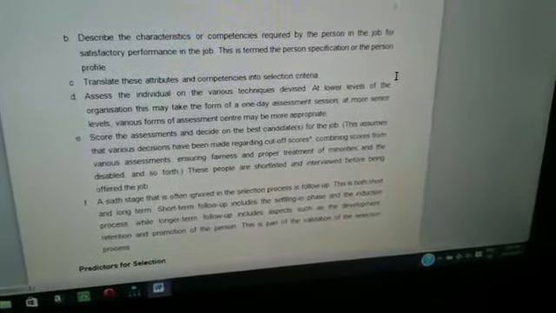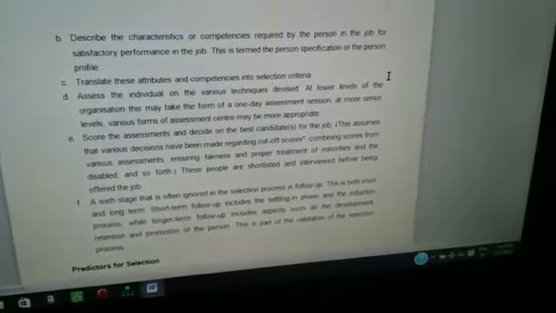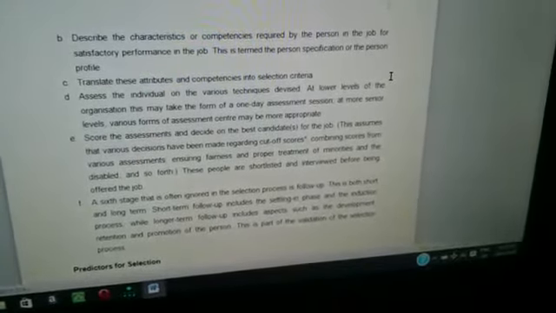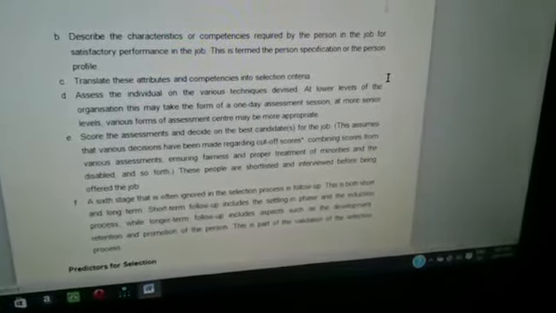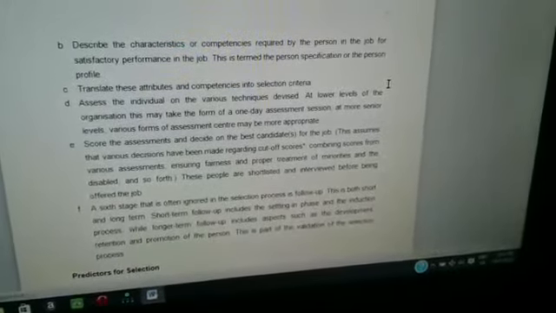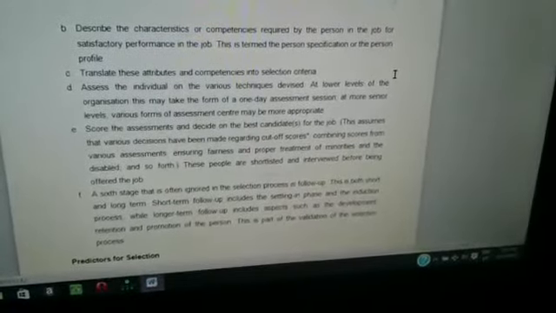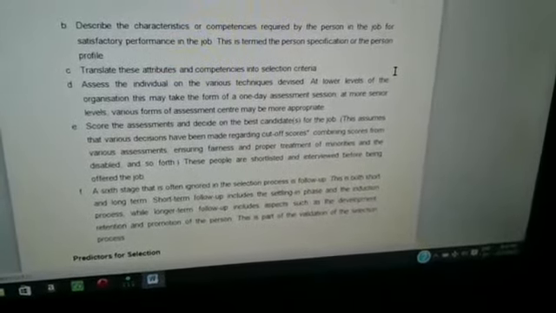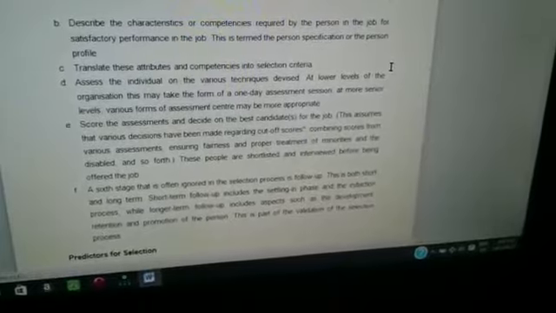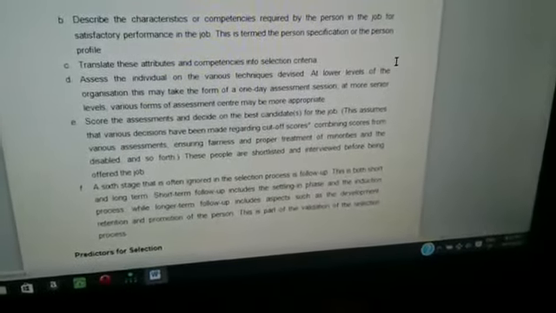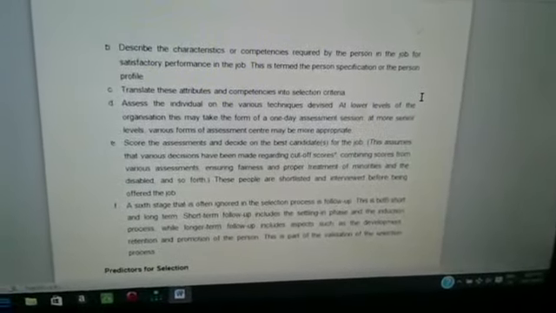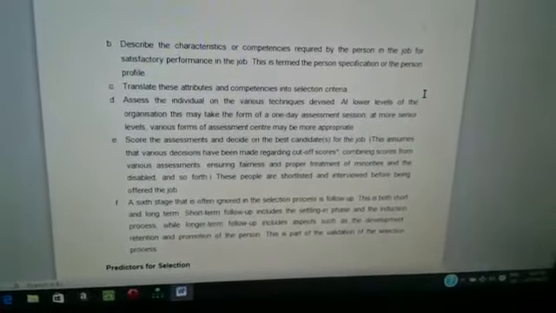You then assess the individual on the various techniques devised. At lower levels of the organization, this may take the form of a one-day assessment session. At more senior levels, various forms of assessment centers may be appropriate. Then you score the assessment and decide on the best candidate for the job. This assumes that various decisions have been made regarding cut-off scores.